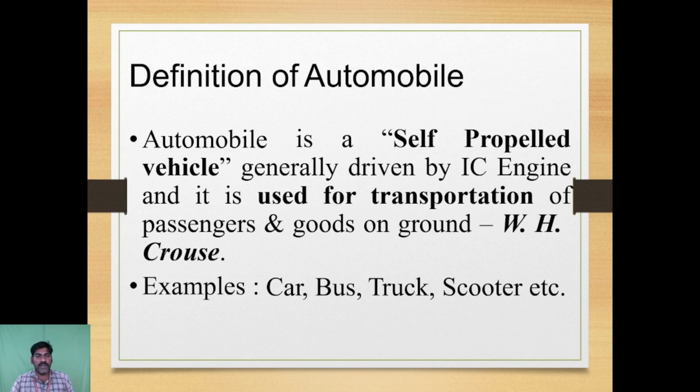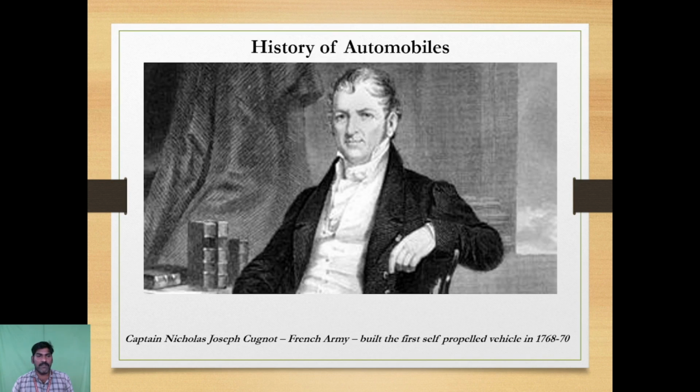Definition of automobile: an automobile is a self-propelled vehicle generally driven by an IC engine, and it is used for transportation of passengers and goods on the ground. Examples: car, bus, truck, scooter, etc.